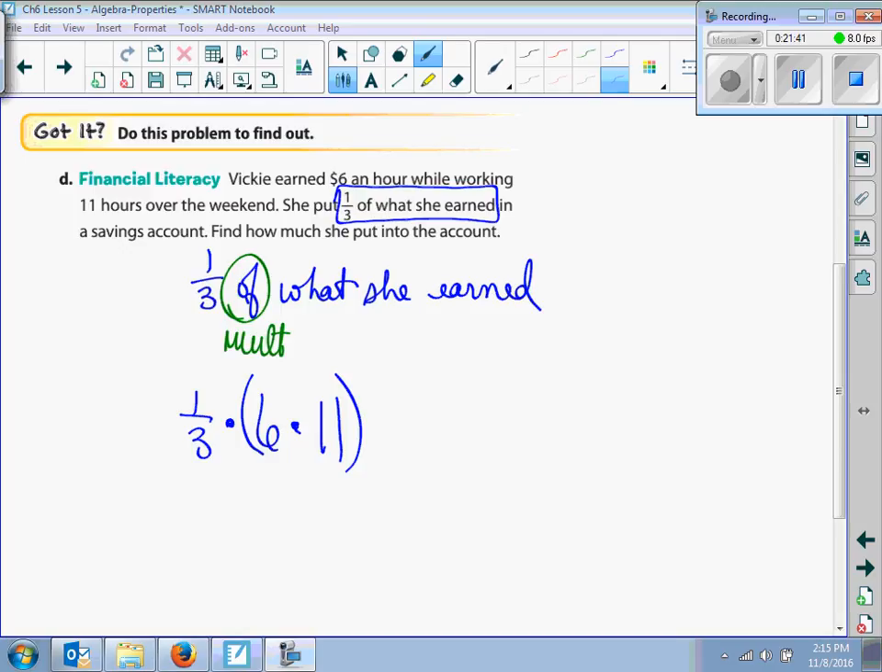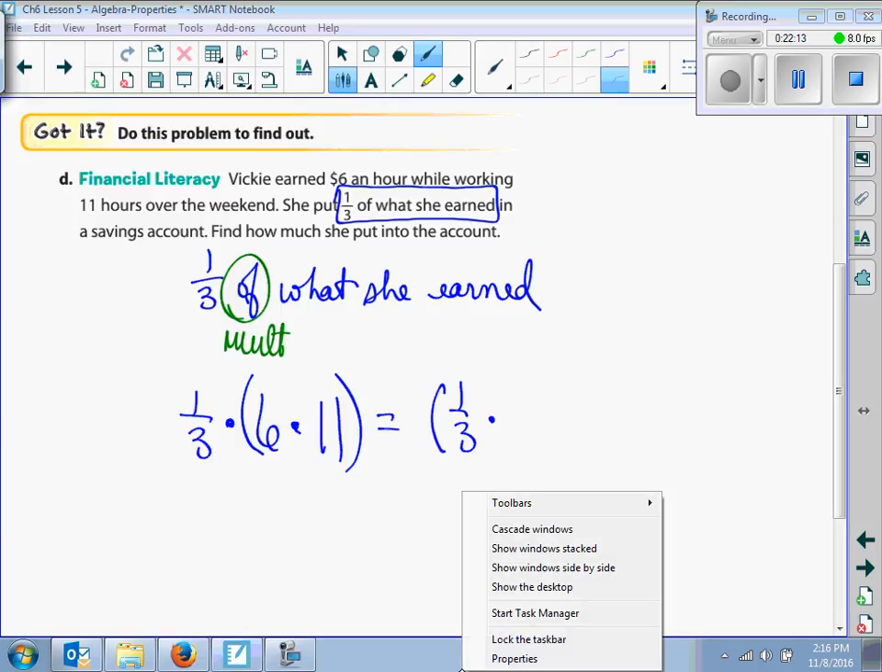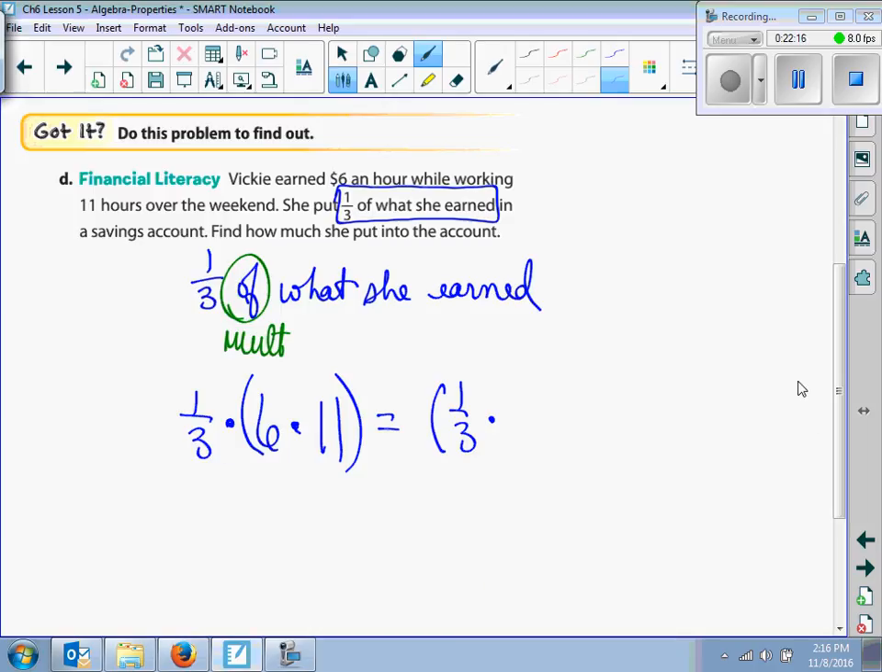So it's 1/3 times how much she earned. All right, so now, rather than having my parentheses, my grouping symbols around the 6 and the 11, I can move it to the first two, multiplying 1/3 times 6. So now, I'm going to move the parentheses from the second two to the first two factors, right? So this is going to be equal to 1/3 times 6, times 11.